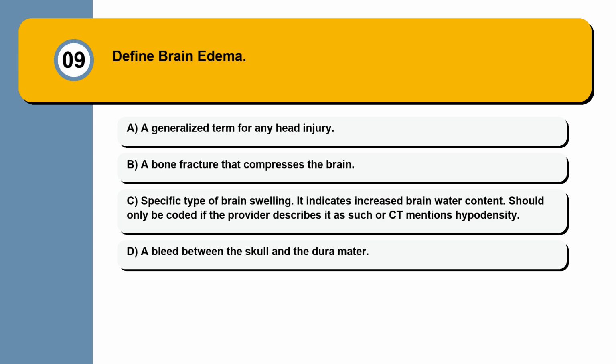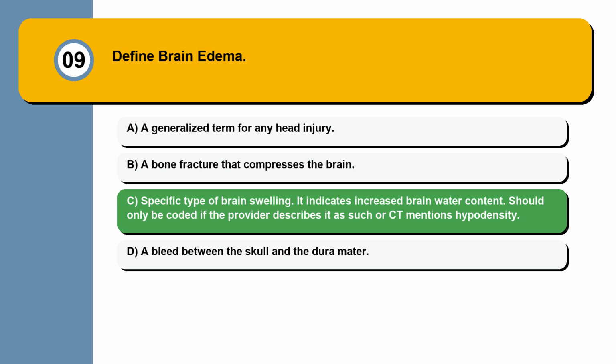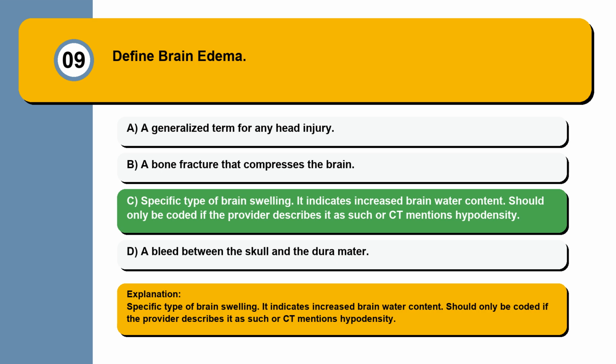Question 9. Define brain edema. A generalized term for any head injury. A bone fracture that compresses the brain. Specific type of brain swelling. It indicates increased brain water content. Should only be coded if the provider describes it as such or CT mentions hypodensity. A bleed between the skull and the dura mater. Specific type of brain swelling. It indicates increased brain water content. Should only be coded if the provider describes it as such or CT mentions hypodensity.